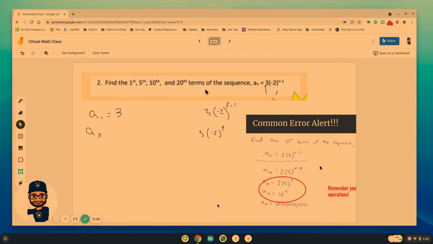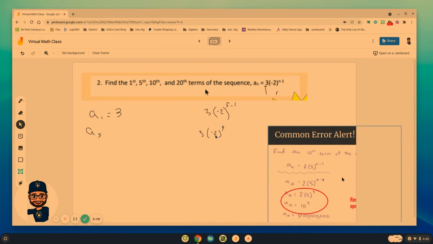A lot of times what I have seen, and historically speaking, we forget that when we have subtracted and have 2 times 5 to the power of 9, we multiply the 2 and the 5, and then take 10 to the 9th. We've got to remember our order of operations. In this case, only -2 is being raised to the fourth power. -2 times -2 times -2 times -2 is 16, and 16 times 3 is 48. So the fifth term is 48.